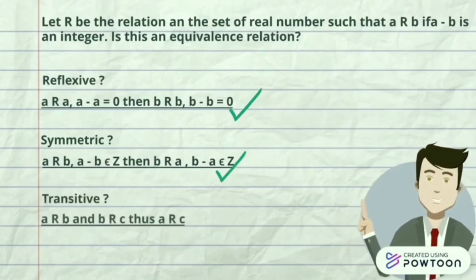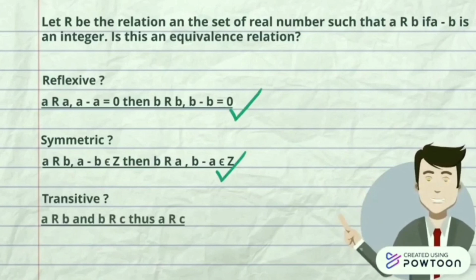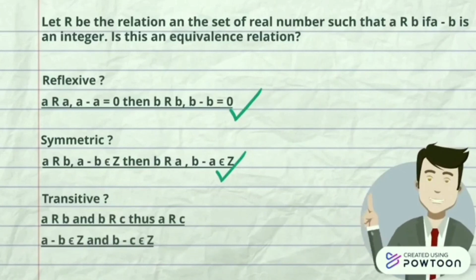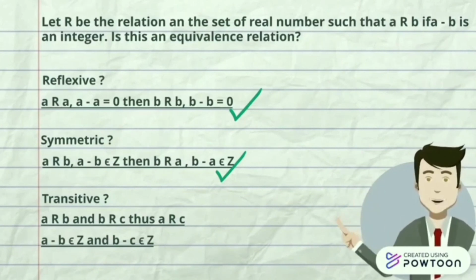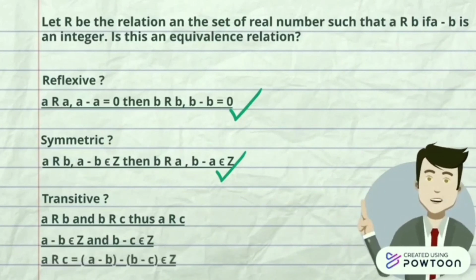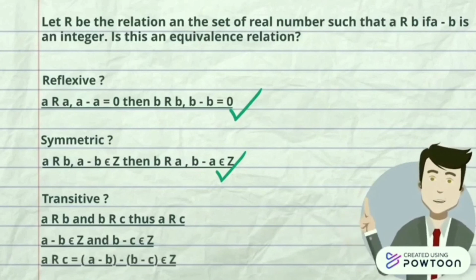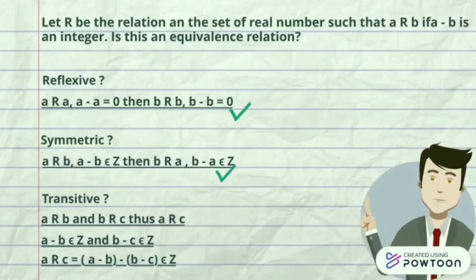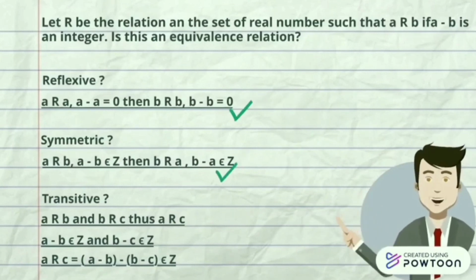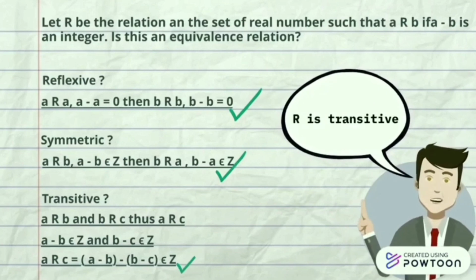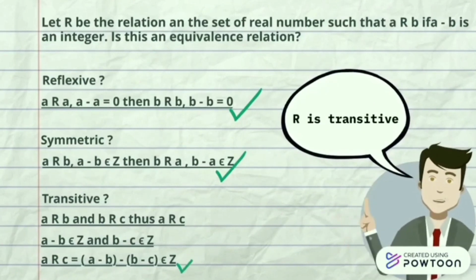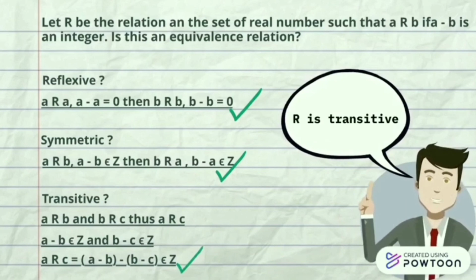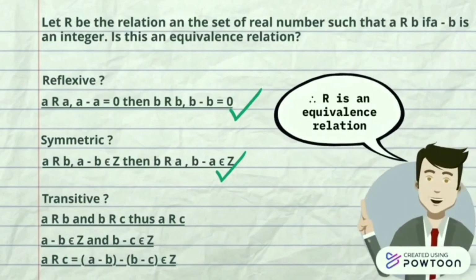Next, transitive. A R B and B R C, thus A R C. A minus B is an element of integers. B minus C is also an element of integers. Thus, automatically A minus C is an element of integers. So, R is transitive. Since all the properties are qualified, thus R is an equivalence relation.